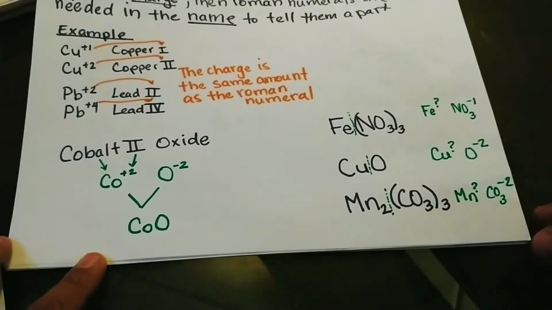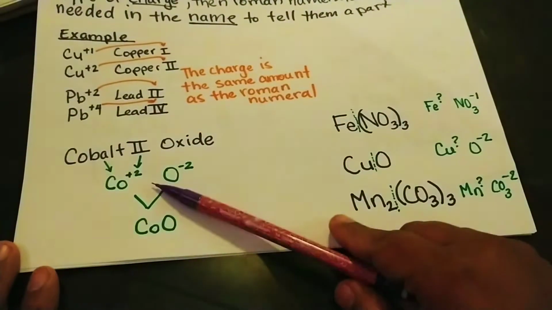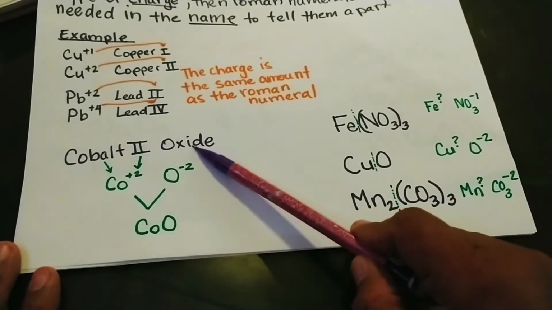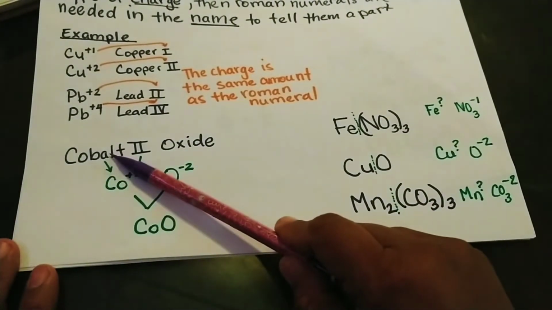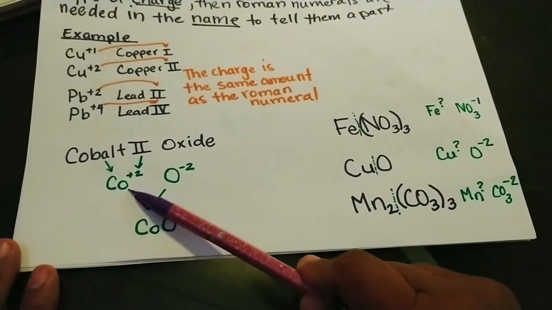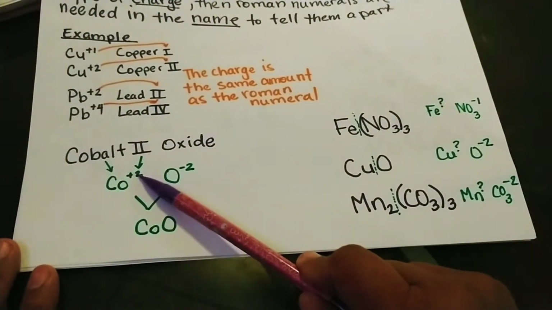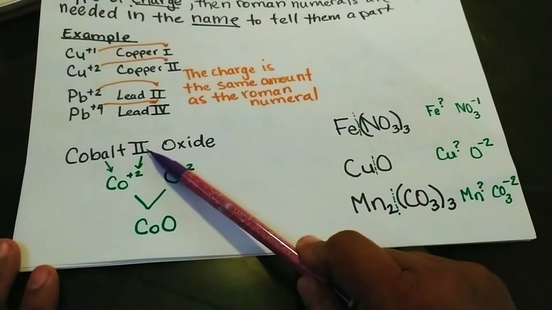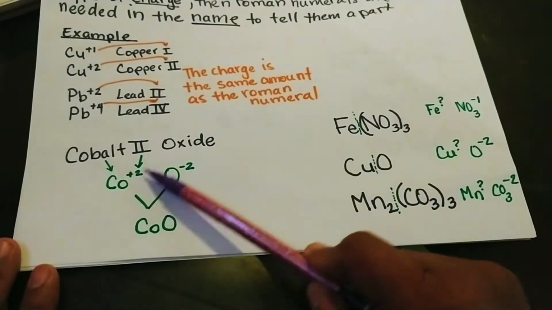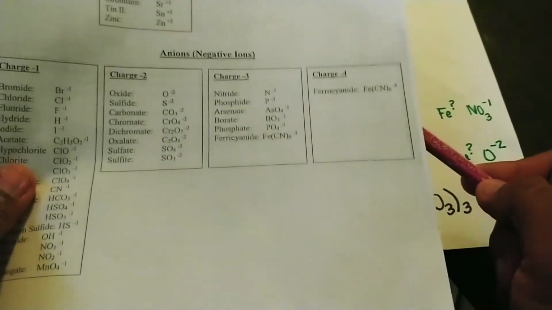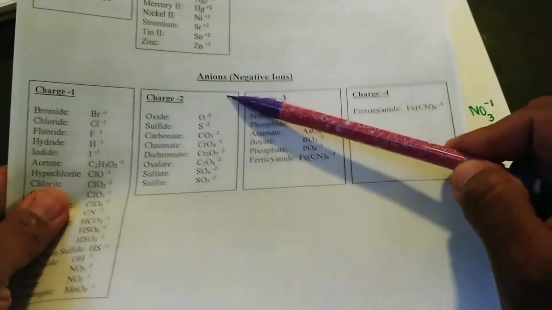Okay, so what about using it when we're crisscrossing? Alright, so we see cobalt 2 oxide. All I need is the symbol for cobalt, capital C, lowercase o. This Roman numeral we know is going to be a positive 2 charge. If this Roman numeral was 3, then that would be a positive 3. And then oxide, I can look it up. Again, ion sheet, oxide, negative 2.